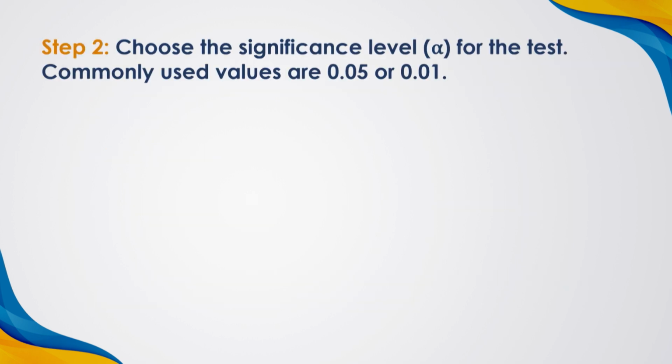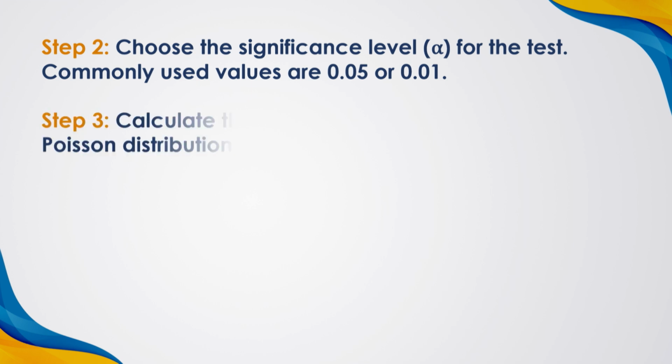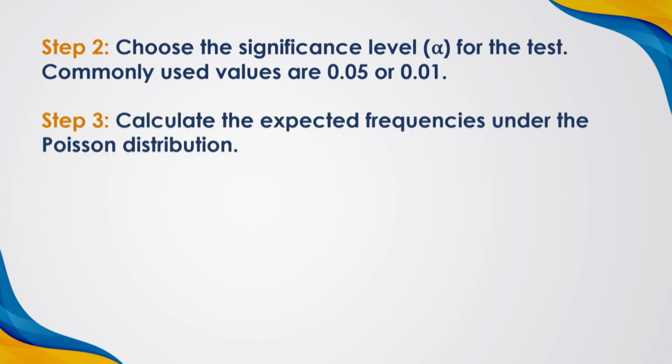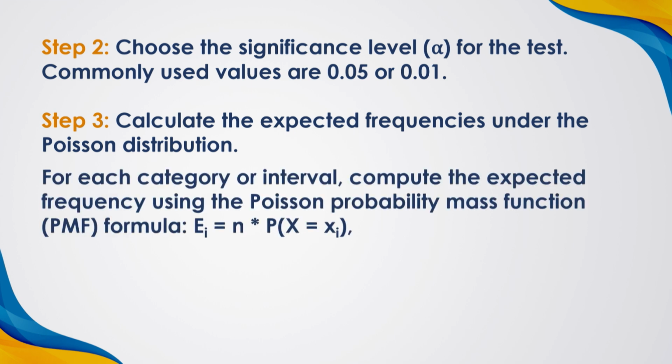Now coming to step 2, choosing the level of significance alpha for the test, which is commonly used as 0.05 or 0.01, that is 5%, 1%, or you can go with 10% also. Step 3: calculate the expected frequencies under the Poisson distribution. For each category or interval, compute the expected frequency using the Poisson probability mass function, that is, Ei can be calculated with n into P(X = xi).